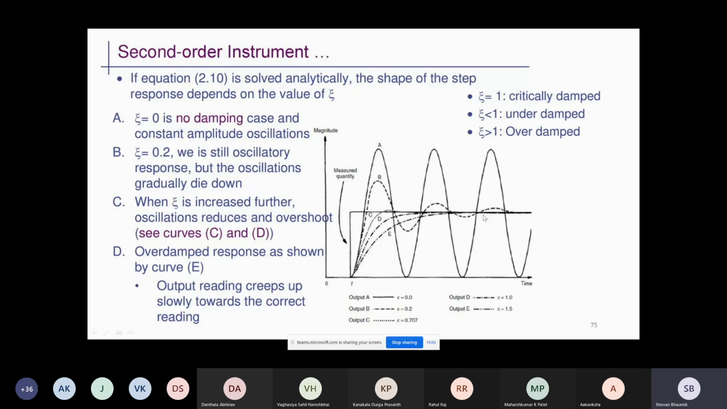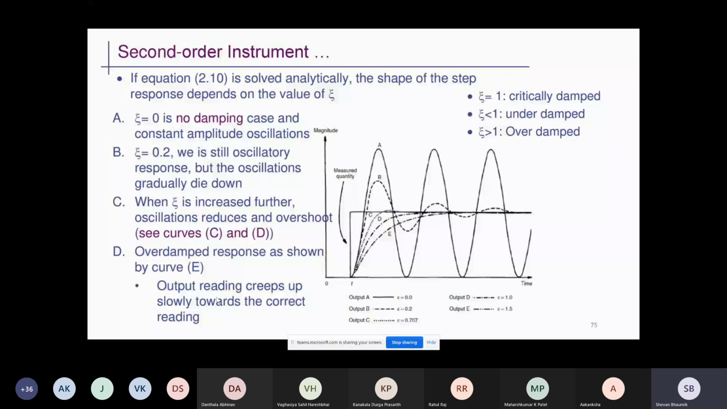Now, if zeta is greater than 1, it is called the overdamped system. The output will be strikingly below and will reach the final value only after a long time. So for an overdamped system, the output reading creeps up slowly towards the correct reading, and it takes a lot of time to reach it. So whenever we want to measure, we prefer to operate the measurement system under 1 so that it oscillates and reaches the steady state quickly.